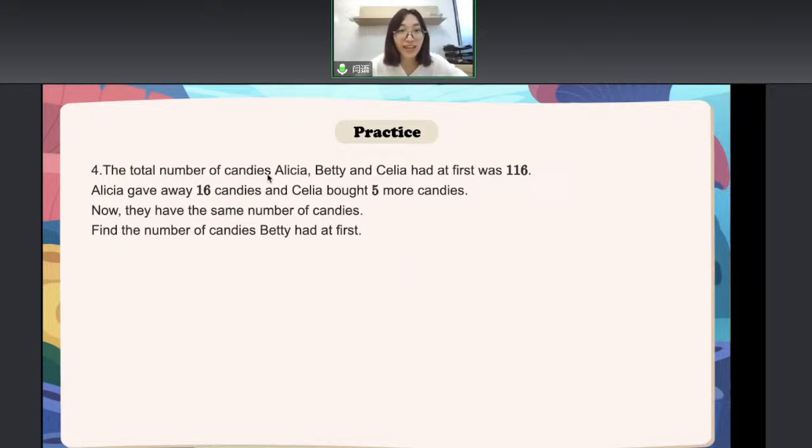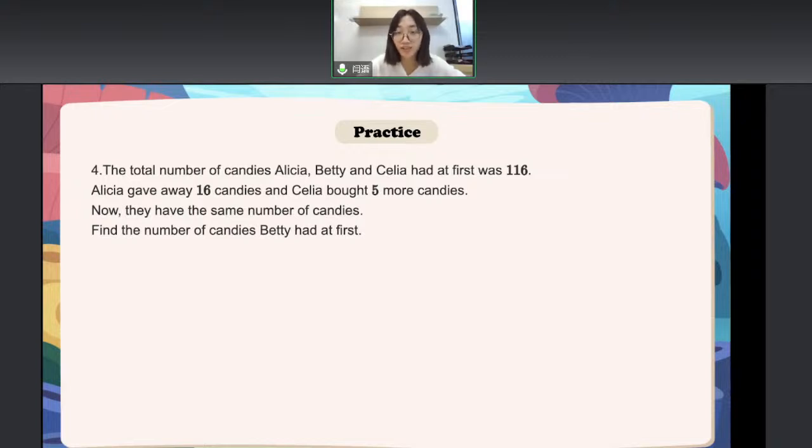The total number of candies Alicia, Betty, and Celia had at first was 116. Alicia gave away 16 candies and Celia bought 5 more candies. Now, they have the same number of candies. Find the number of candies Betty had at first.